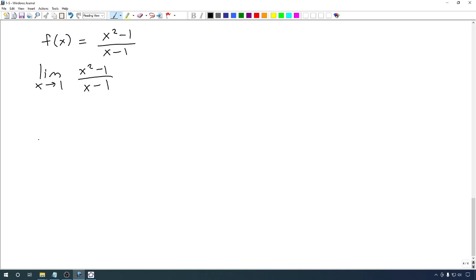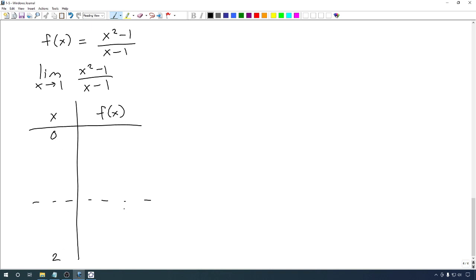We'll go ahead and make a table, like we did in the last one. Again, I'm going to put a dash line here. This will represent when x equals 1. Of course, we can't plug it in here at all. Well, I shouldn't say we don't know. There just isn't a value of this function at 1 to be able to talk about. But we can go ahead and pick values that are close to 1. We'll start with 0 and 2. Those were 1 away from 1.